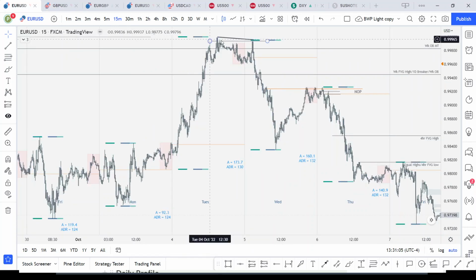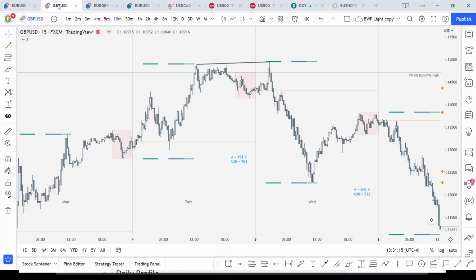So generally my plan for that day was to enter both EU and GU immediately when this is forming. That is my plan. My plan is to take both trades immediately when I see this forming. But I missed it.